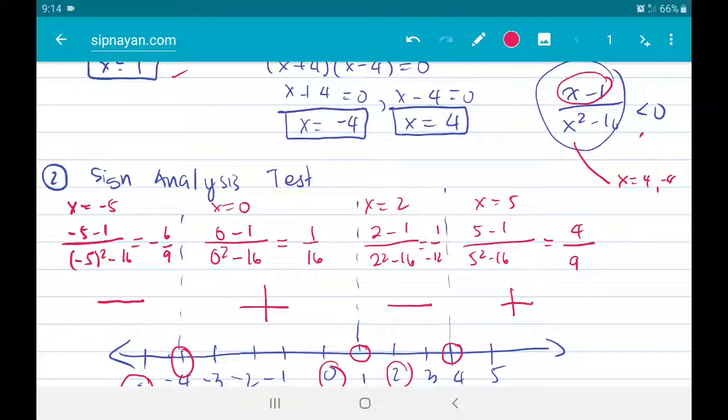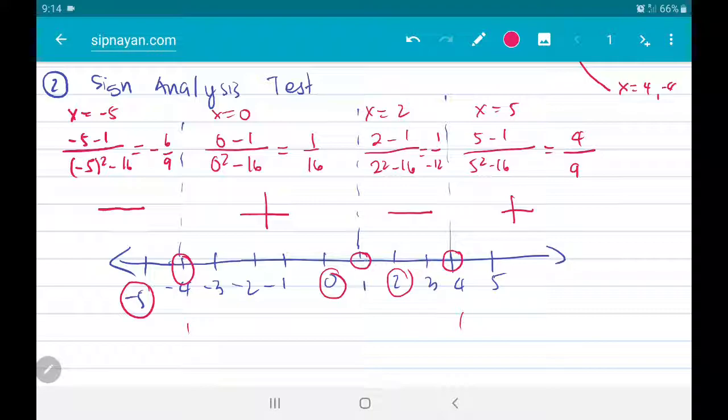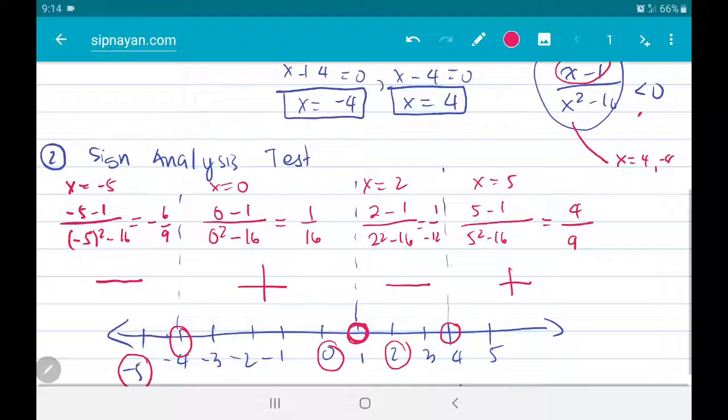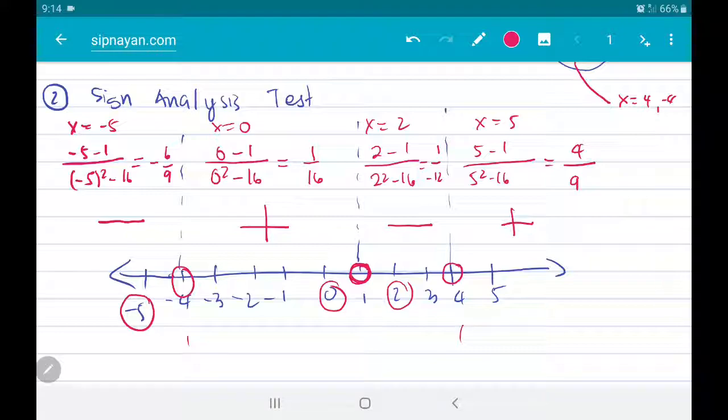If x equals 1, isa sa mga critical values, this is 1 minus 1 over 1 squared minus 16. So, magiging 0 yung numerator niya. Magiging equal to 0 siya. Hindi rin siya kasama kasi dapat less than 0. So, yung tatlong critical values na yan, hindi sila kasama lahat. So, alin yung mga kasama? Yung mga kasama, yung may mga negative na sign.